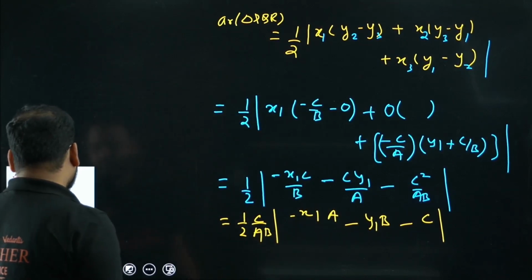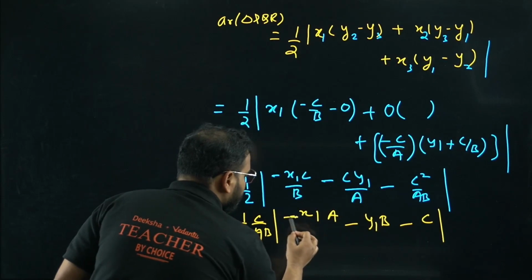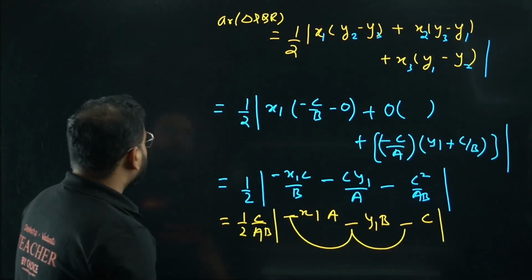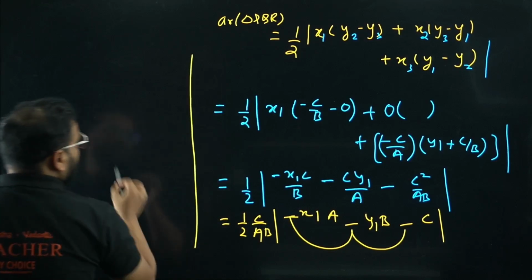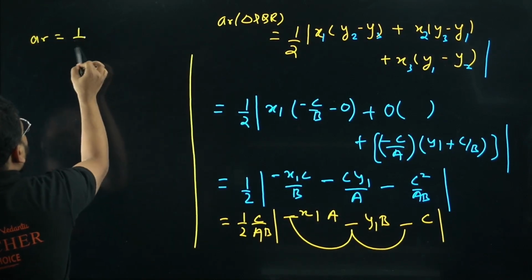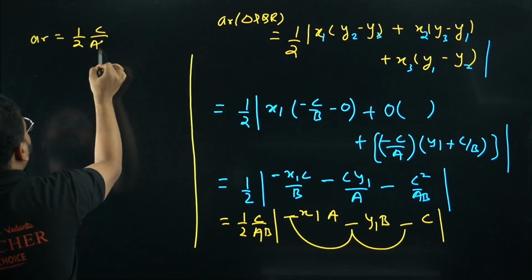If you take this minus sign common, this minus, this minus, and this minus, it will become positive, right? So my answer for area is actually coming as, have a look. My area is coming as 1 by 2 c upon ab.